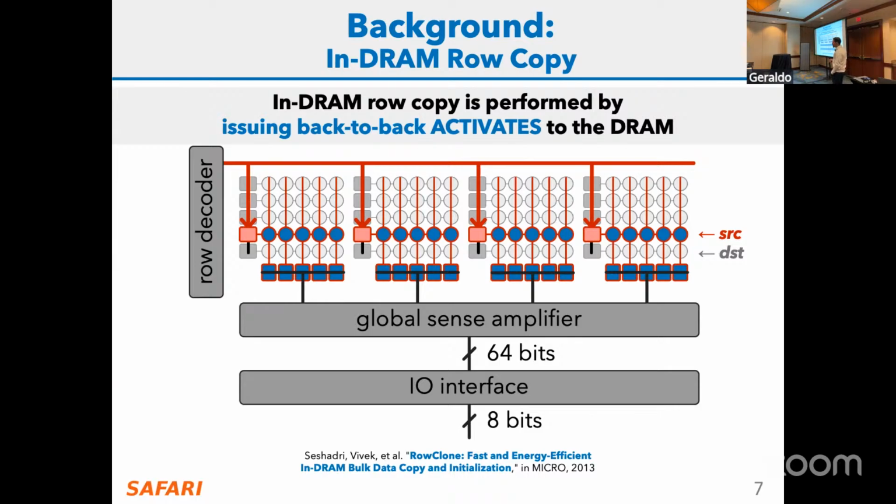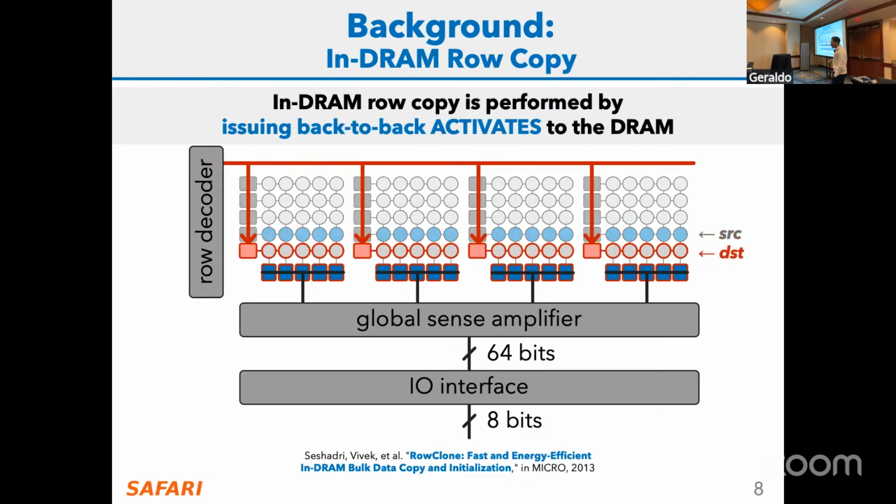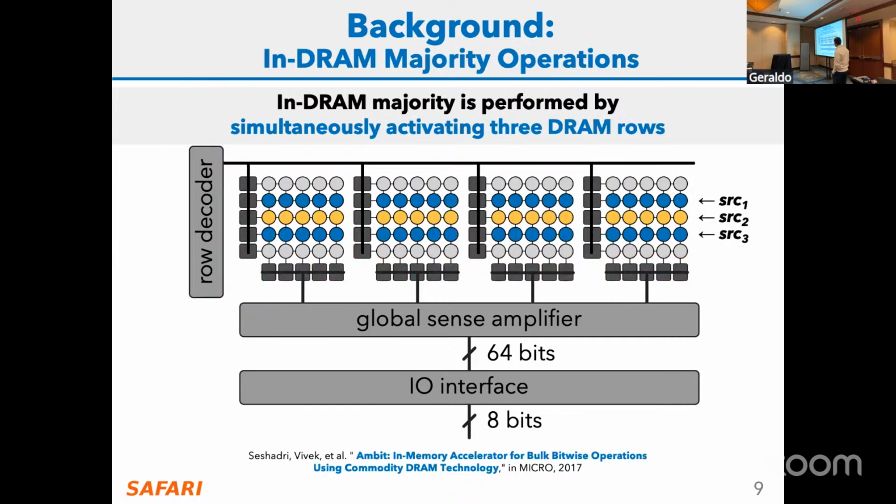After that, we issue another activate to the destination row. This connects the destination cells to the local bit line and hence to the local sense amplifier. Since the data latched in the local sense amplifier has a higher drive than the DRAM cells here, this data is going to be written back to the destination row, hence performing the in-DRAM row copy operation.